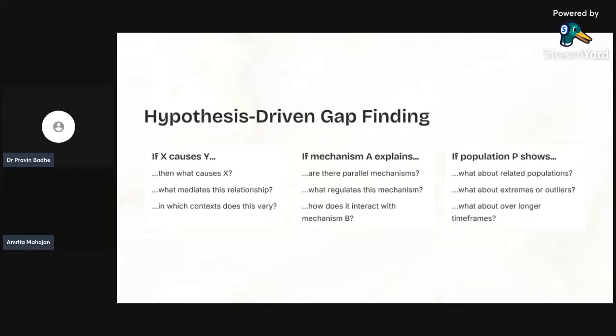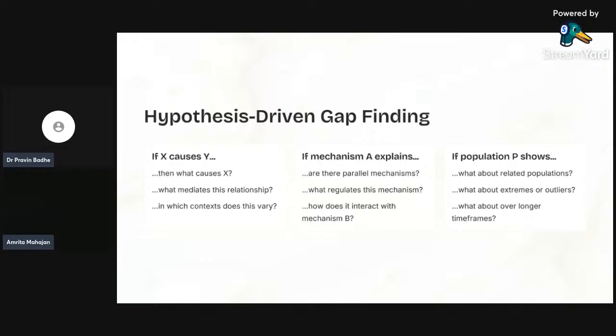Then, what mediates this relationship? This asks about the how, or the intermediating steps. Then comes, in which context, does this actually vary? This focuses on the conditions. Then comes, if mechanism A explains it, are there any parallel mechanisms? This question prompts you to look for other aspects as well, possibly unknown ways the same outcome could be achieved.